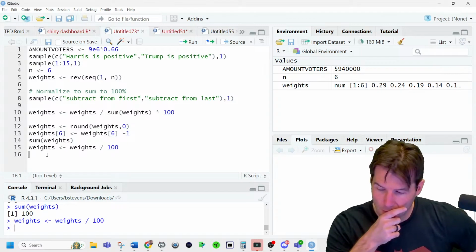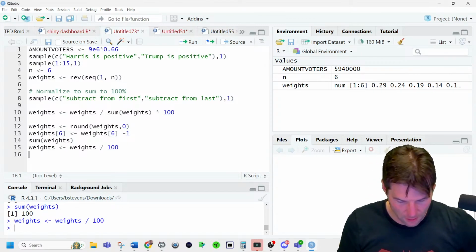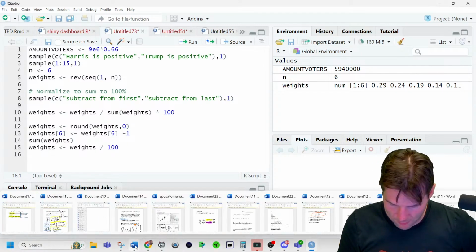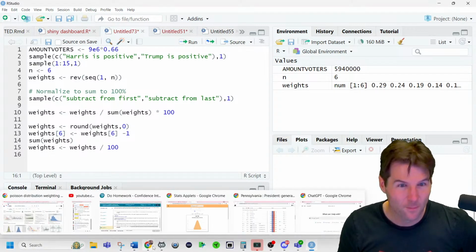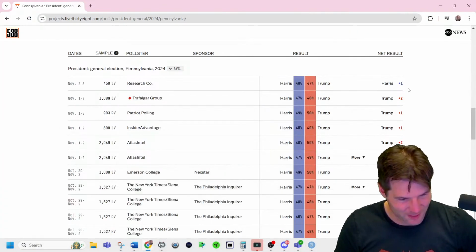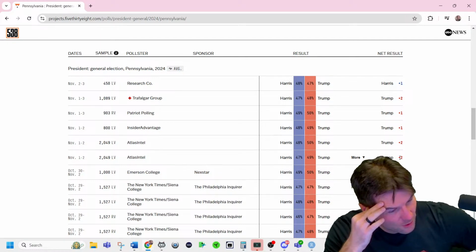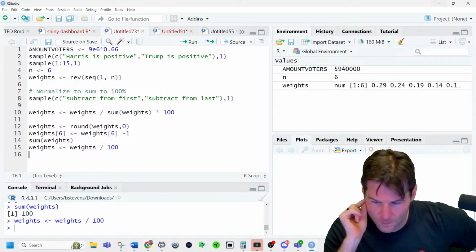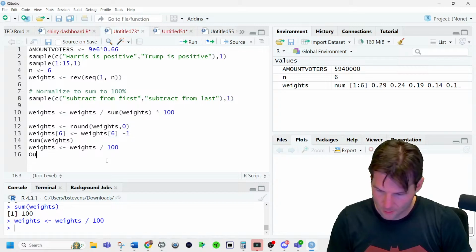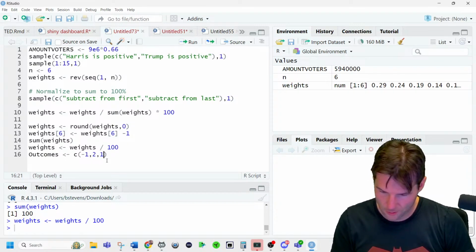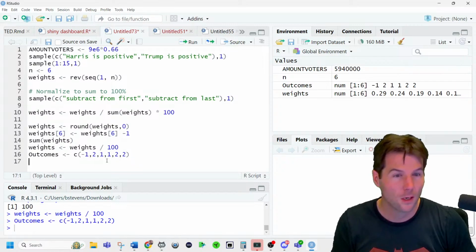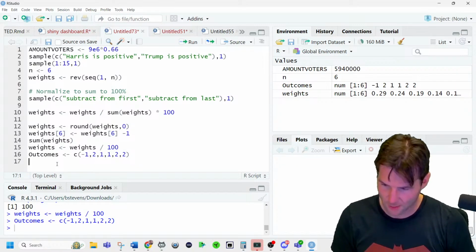Okay, now we need the outcomes. Where's the outcomes? Are you having fun, Noel? This is fun for me. Outcomes: -1, 2, 1, 1, 2, 2. There it is. So this is how I'm setting up the full simulation here.